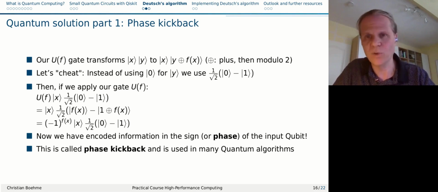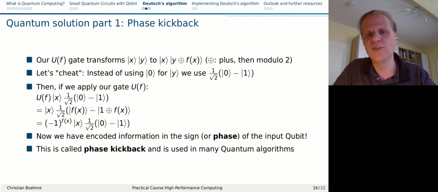Okay, but the tricky thing, or the good thing, about what we have done here is that by doing this, we have basically left the output qubit unchanged. This is exactly what we used as the output qubit, but we have managed to get a factor, depending on the function results, onto the input qubit. That's a great thing, and it's used in many quantum algorithms.